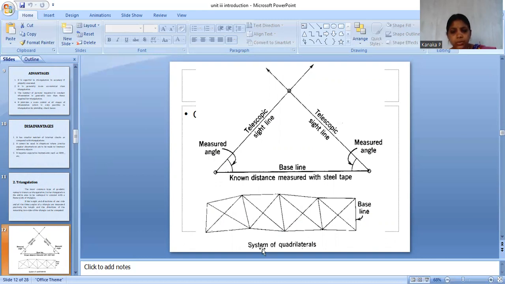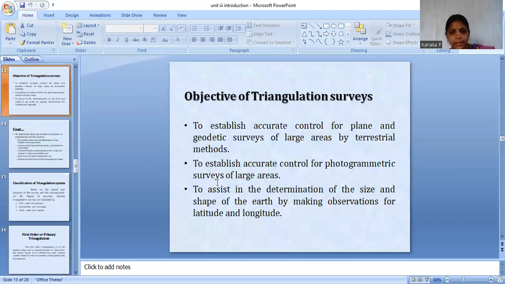And then this is used for a system of quadrilaterals. Four corners are joined, forming a loop of quadrilaterals. This is a baseline. When four sides are joined, the system is called a quadrilateral.